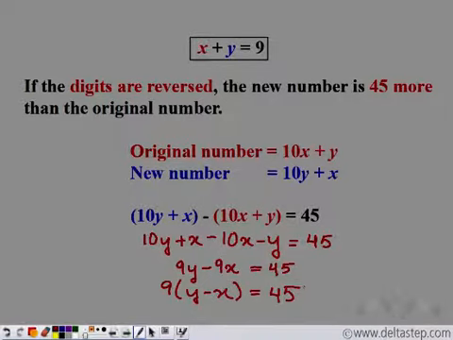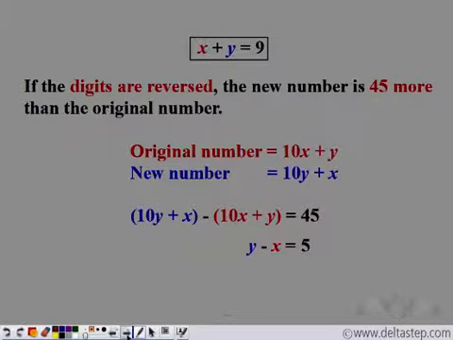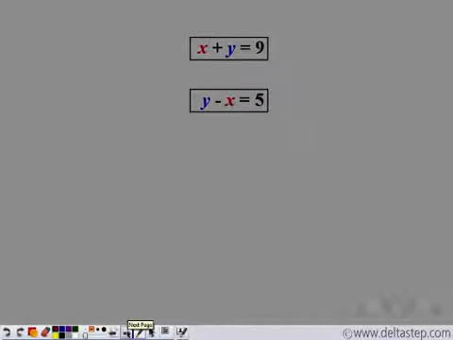Now we can transpose this 9 to the right hand side. So we get y minus x is equal to 45 by 9, that is 5. So we get y minus x is equal to 5. So this is what you have from the second hint. Even this is a linear equation in two variables. So you have got these two linear equations in two variables.